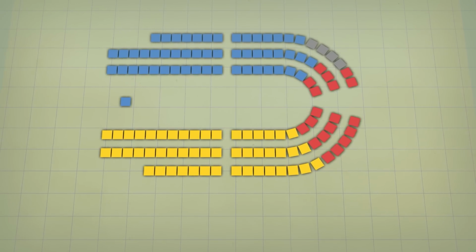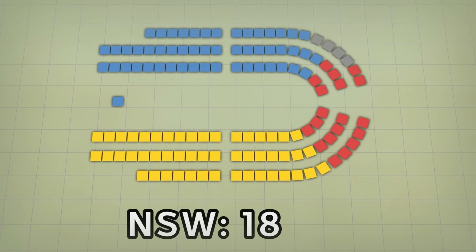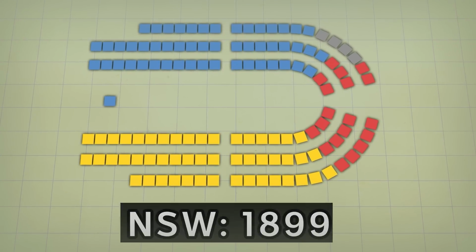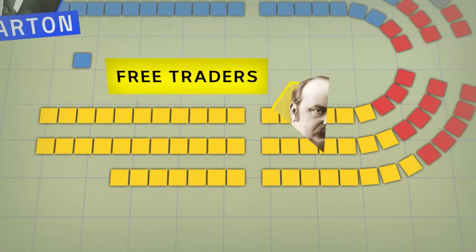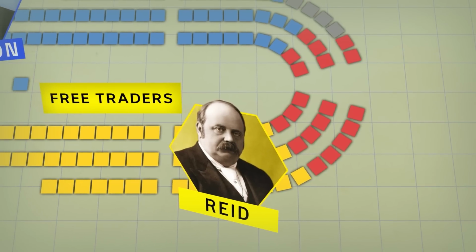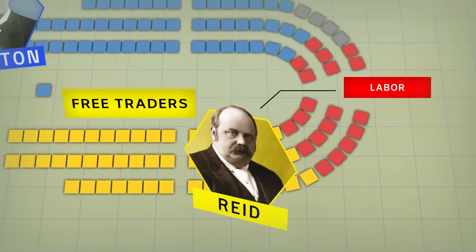Look at this map. This is the layout of the New South Wales Parliament in 1899. In the blue are the protectionists led by Edmund Barton, in the yellow are the free traders led by George Reid, and in the red are Labor, who was supporting Reid's government.